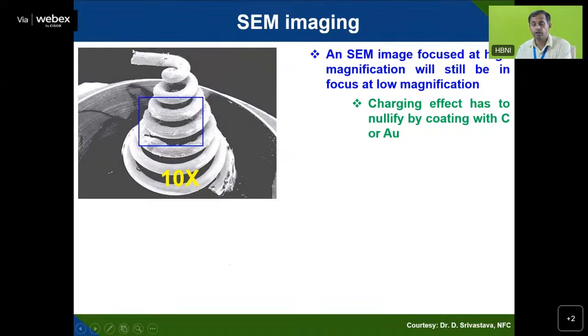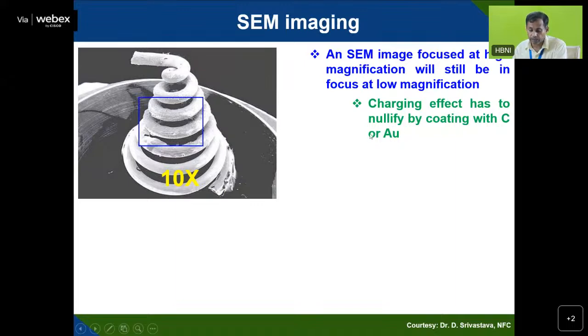You can also get the topographic or morphological image of the sample, as you can see here. If you go for SEM imaging, an SEM image focused at high magnification will still be in focus at low magnification. You can fix it here at 110x low magnification.